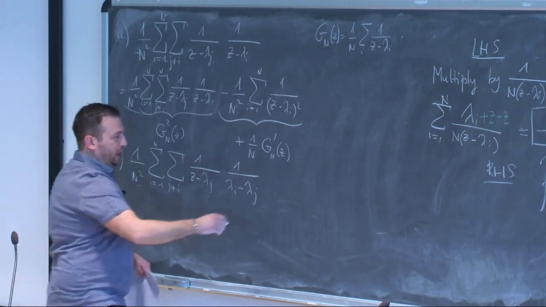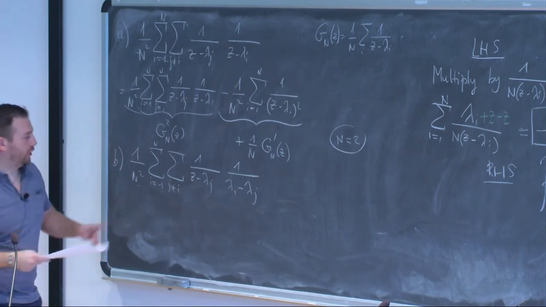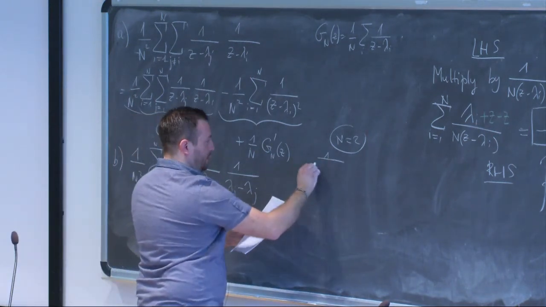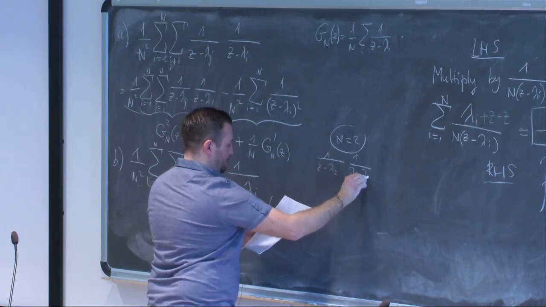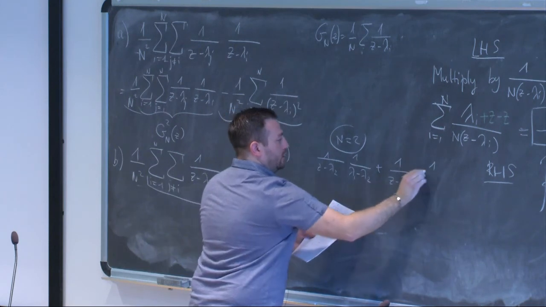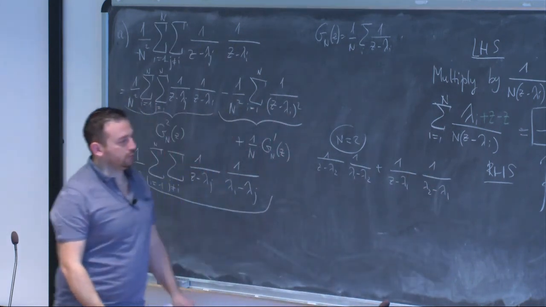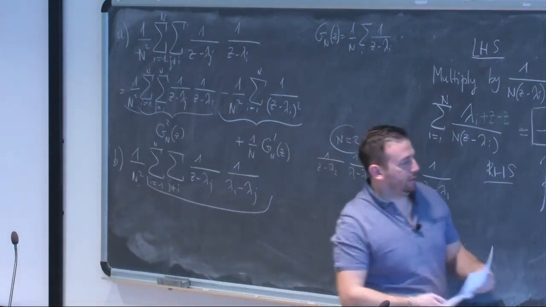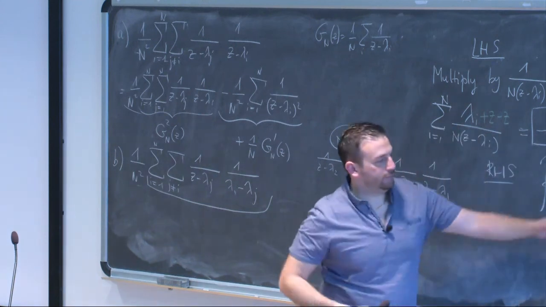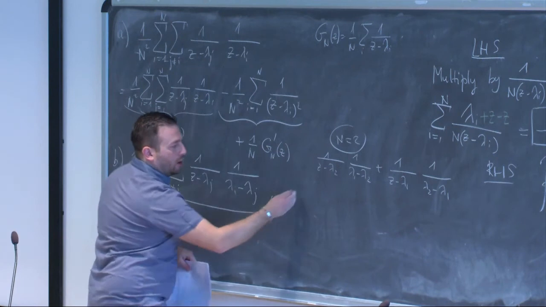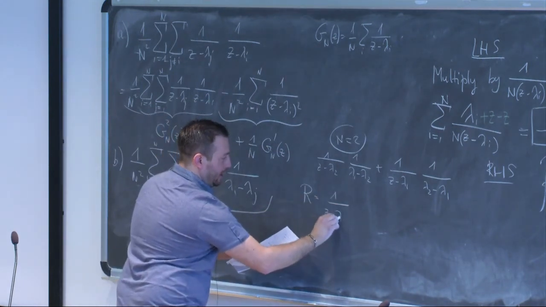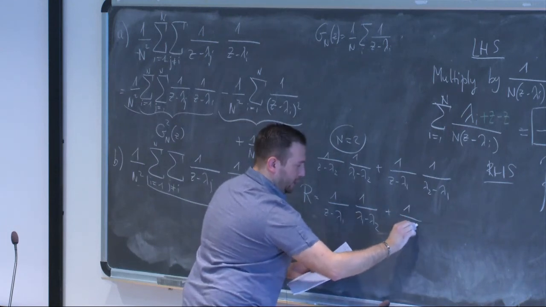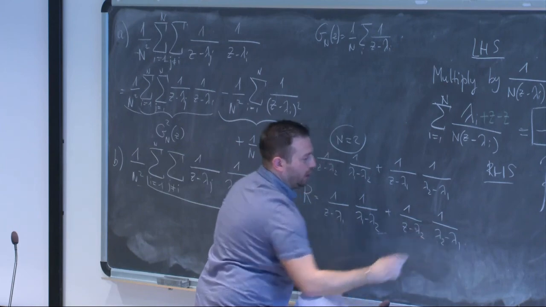So, suppose that you take n equal to 2, and you try to work out what this guy is. Okay? So you just write it explicitly. So this will be 1 over z minus lambda 2, 1 over lambda 1 minus lambda 2 plus 1 over z minus lambda 1 times 1 over lambda 2 minus lambda 1. Just this object here for n equals to 2. And now you do the same experiment with this guy here. So we take what R was. So R is 1 over z minus lambda 1 instead of z minus lambda 2, 1 over lambda 1 minus lambda 2 plus 1 over z minus lambda 2 times 1 over lambda 2 minus lambda 1.